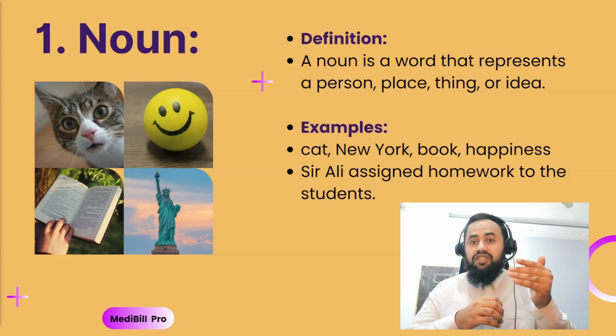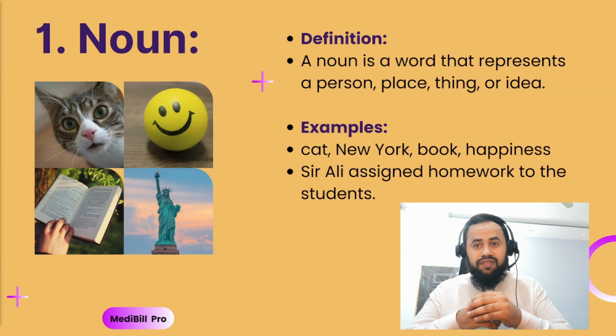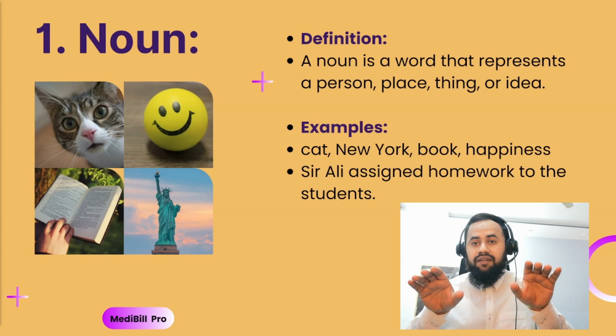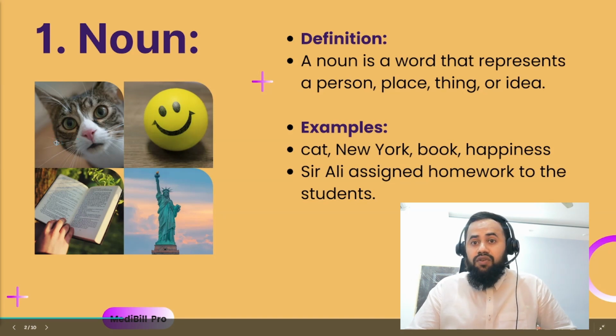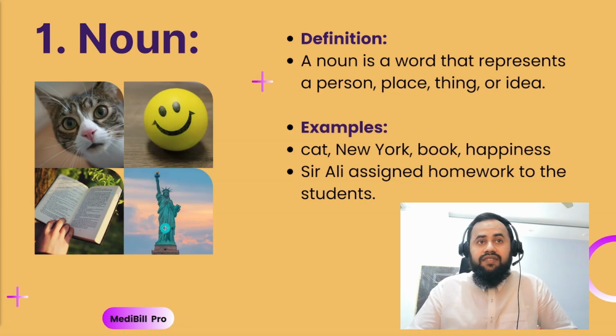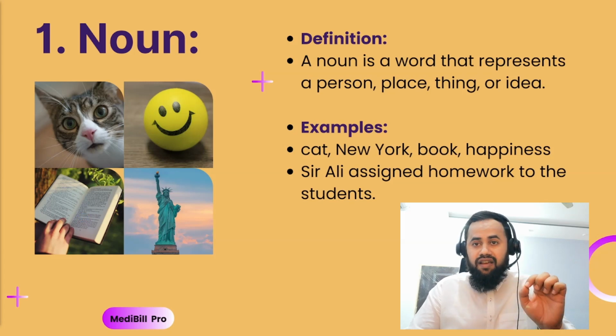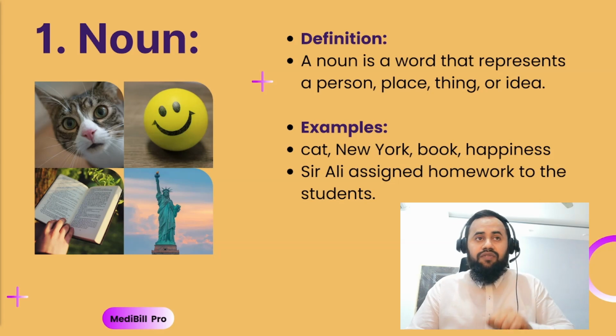There are a few other types of nouns as well, but we will discuss those in the next lecture. In this lecture we are just focusing on what nouns are. Okay, so examples are cat. As you can see, we have a cat over here, and there is New York City. We have the New York City symbol over here, and there is a book. So we have the book name, or any kind of book, that is the noun for a specific kind of thing. We can say that happiness is also a noun.